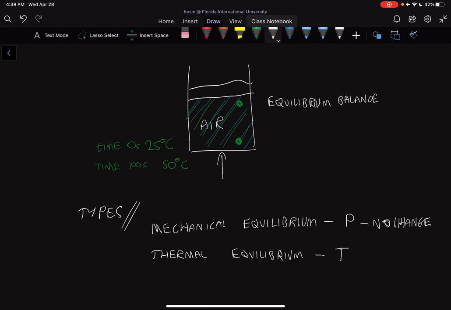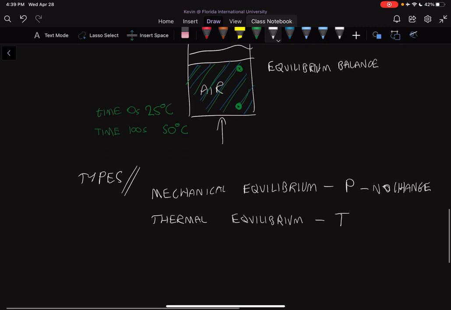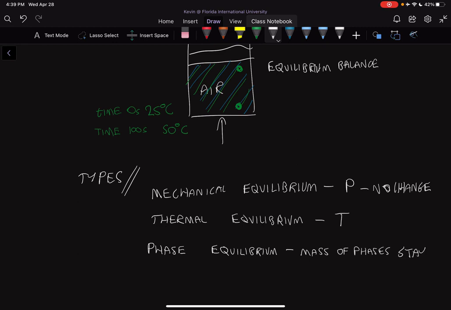Okay, there's also chemical equilibrium, which talks about chemical composition. And there's also such a thing, which we're not going to be looking at much, but there's also phase equilibrium, which is the equilibrium that deals with the change of phase. So the mass of the phases stays the same when we have equilibrium.